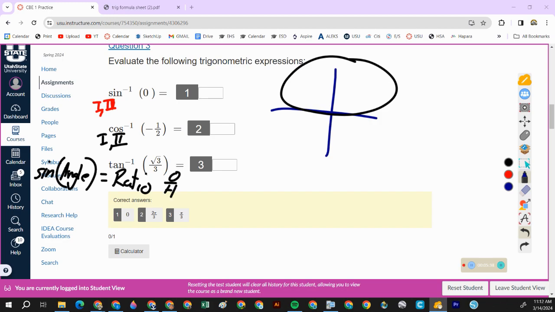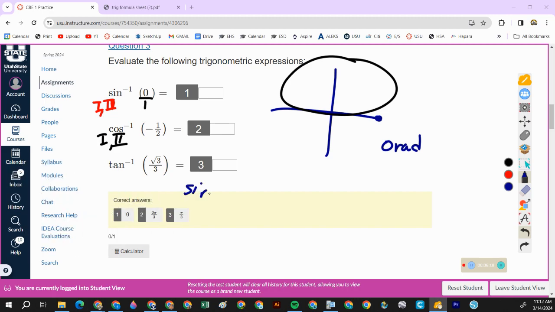Okay? So the sine of an angle is going to spit out a ratio, and the particular ratio is O divided by H. So the sine inverse of O over H is the angle. So what angle gives us a ratio of 0 over 1? Well, sine is the y value, so it would be 0 radians. Does it want it in radians? Yeah. 0 radians.